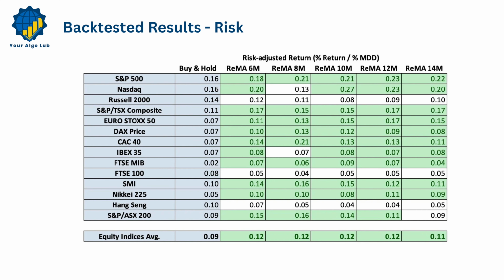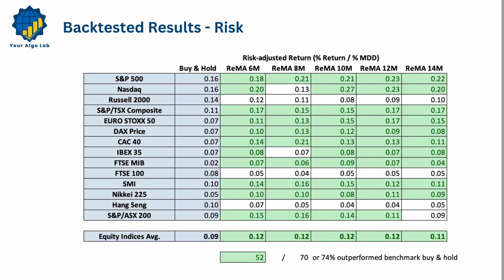Now we present the risk-adjusted return calculated as the annualized absolute return divided by the maximum drawdown. Here we observe that all the monthly resampled moving average strategies exhibit a better risk-adjusted profile compared to the benchmark. In terms of the number of outperformances, the resampled moving average also scores better. The monthly resampled moving average shows a 74% outperformance rate compared to 50% for the daily moving average.